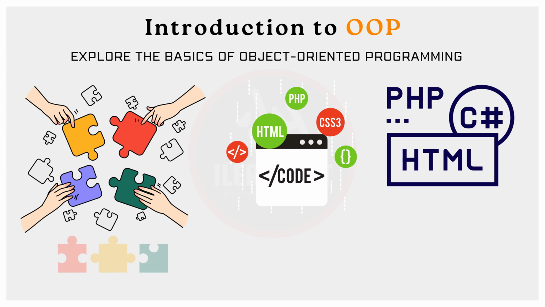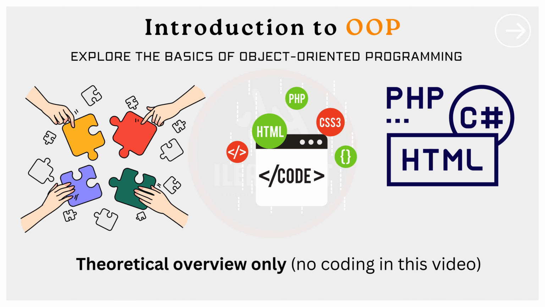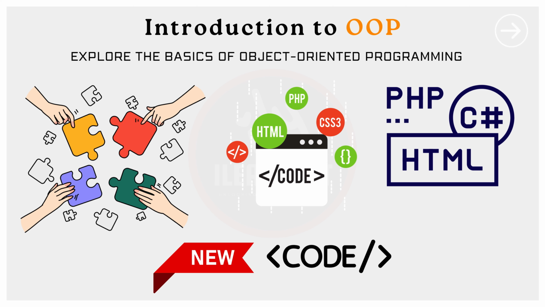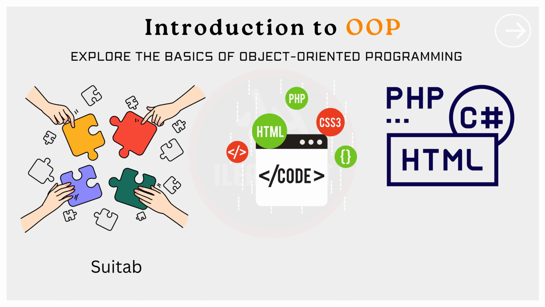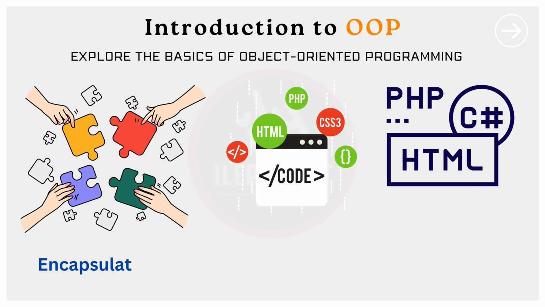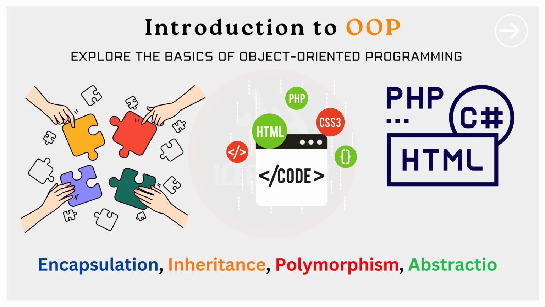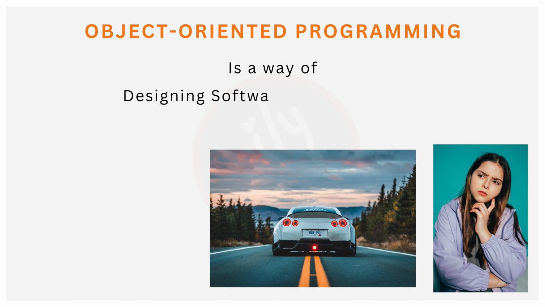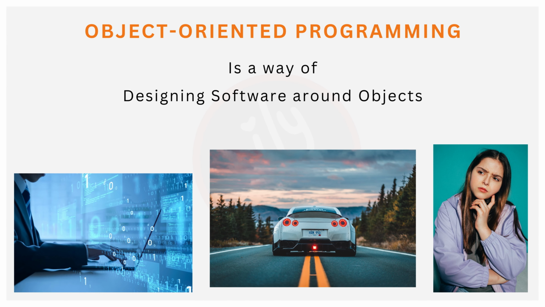This session will focus on the theoretical concepts of OOP, so if you're looking for coding examples, stay tuned for our next video. Whether you're new to coding or just curious about how software is organized, this introduction will give you a solid foundation. By the end of this video, you'll understand 4 core concepts: encapsulation, inheritance, polymorphism, and abstraction. Let's dive in. Object-oriented programming is a way of designing software around objects.